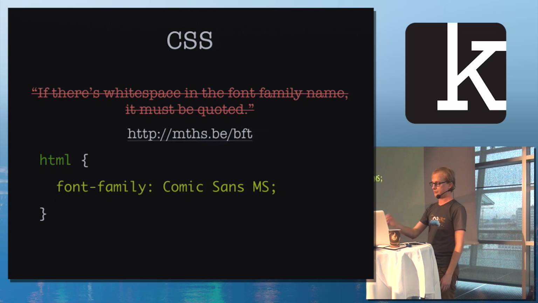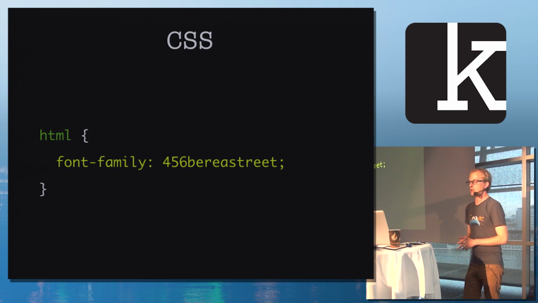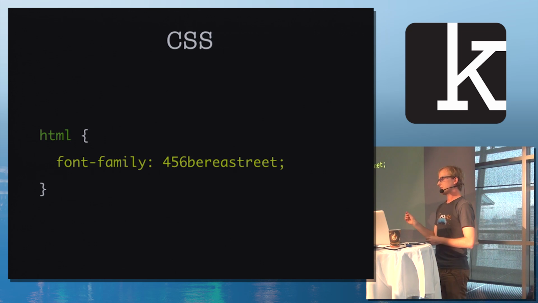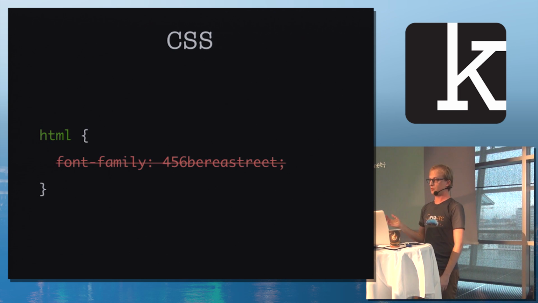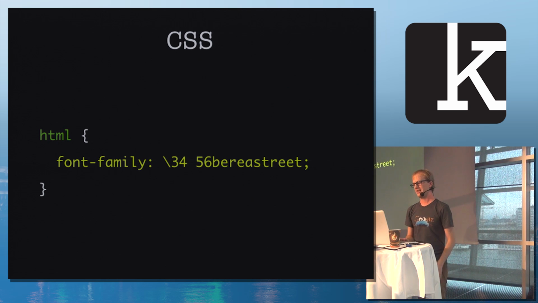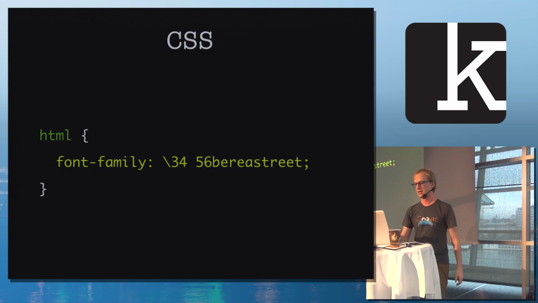For example, let's say you have a font family name, a font that's called 456 Beria Street. Now, because this starts with a digit, it's not a valid CSS identifier. So this line of CSS, while it may look harmless, it's actually invalid, and it won't work. It won't do anything. So there are several ways to fix this. You can escape the identifier so that it becomes valid, and then it looks like this. So instead of 456 Beria Street, we now have 3456 Beria Street, and there's this weird space in between, and what's with the backslash? It's a bit weird.